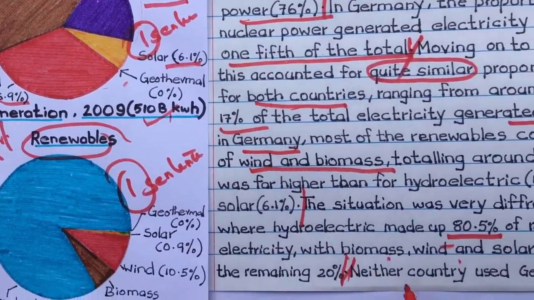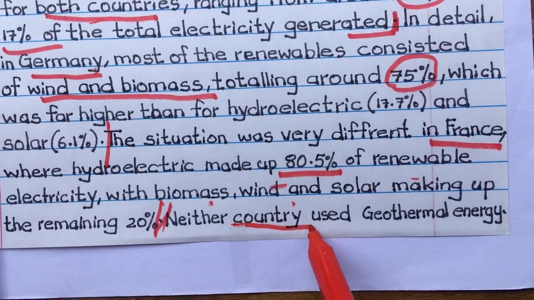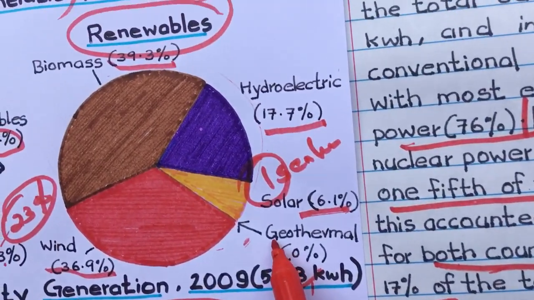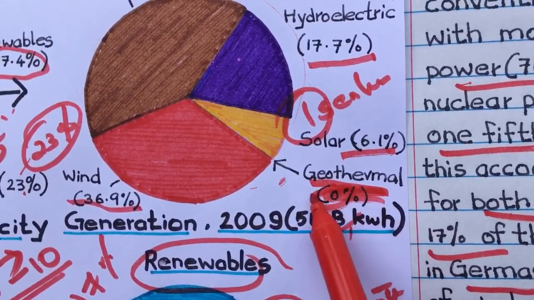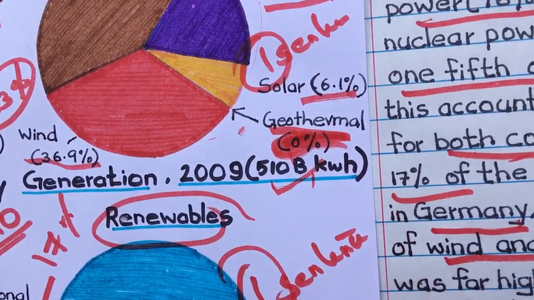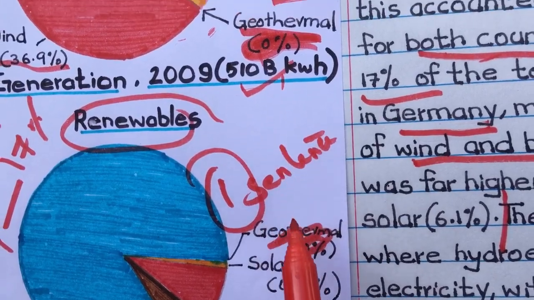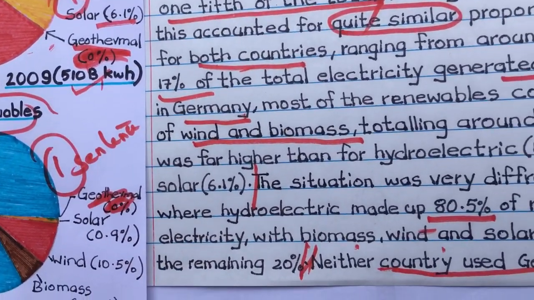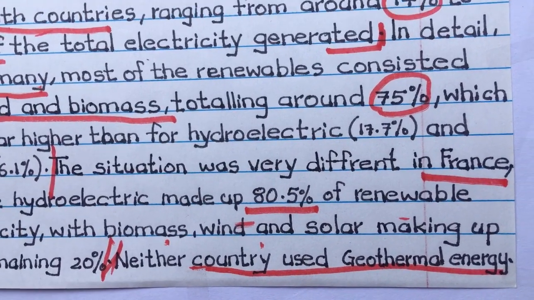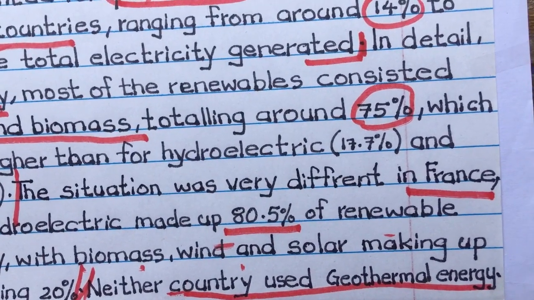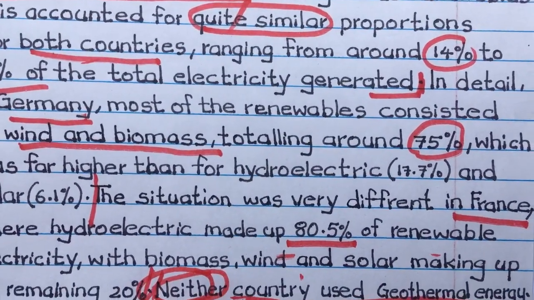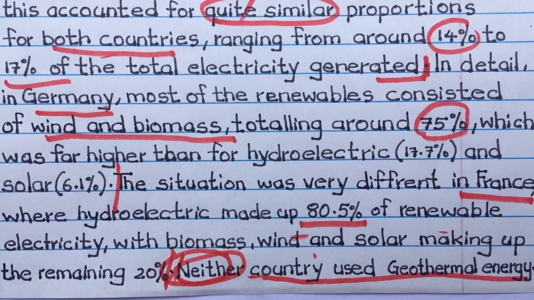Okay, and the last sentence: neither country used geothermal energy, because they have given additional data over here. See here, it is geothermal and this is 0%, and here also geothermal is 0%. So there is nothing, but still it is there in the diagram. That means we cannot omit the point, we have to mention it somewhere. So neither country used geothermal energy. It is always best to use some good words, that's why I have used this. You can't simply say no country used geothermal energy.